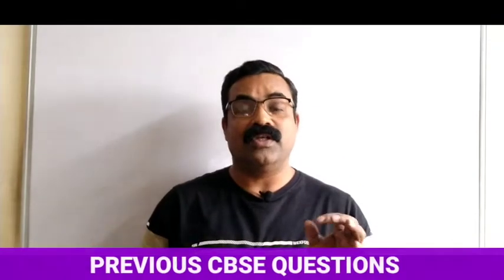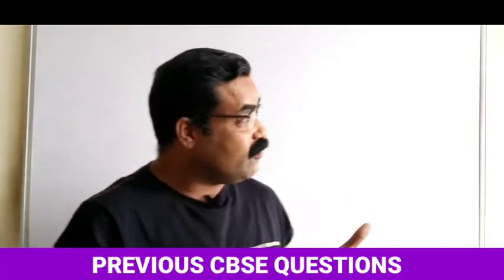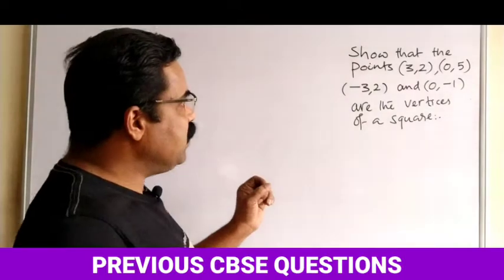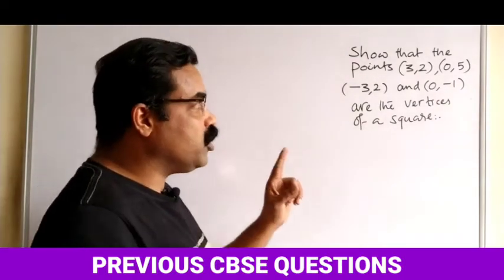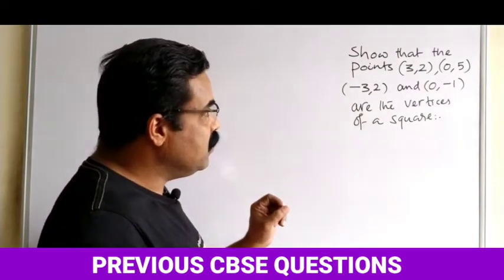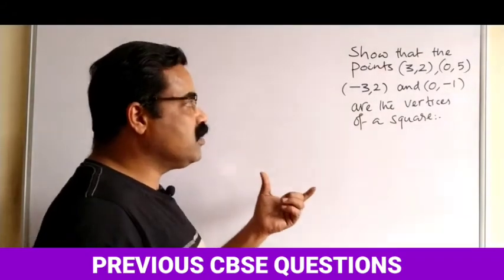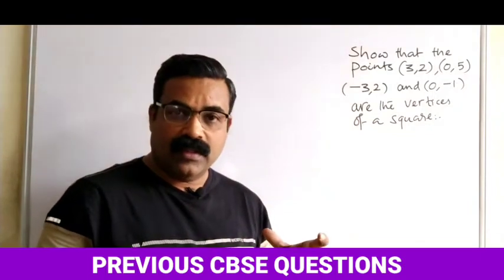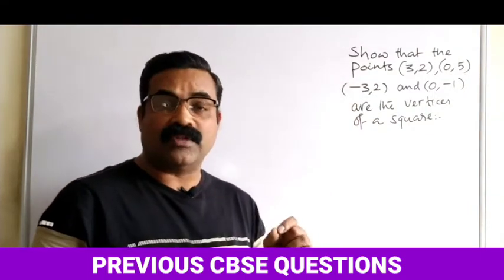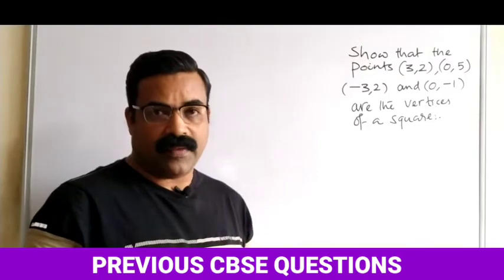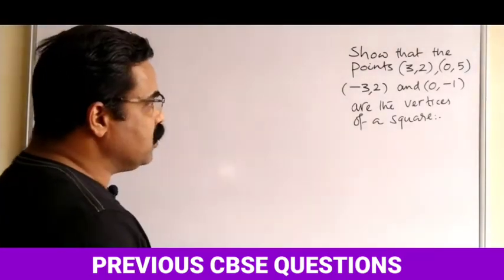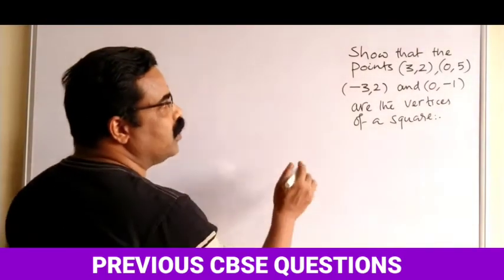So today we are going to solve some of the very important previously asked CBSE questions from Chapter 7, Coordinate Geometry. Okay, so here is your first question. Show that the points (3, 2), (0, 5), (-3, 2) and (0, -1) are the vertices of a square. So one of the very important questions selected from Chapter 7 Coordinate Geometry. We need to prove that these are the coordinates of a square.